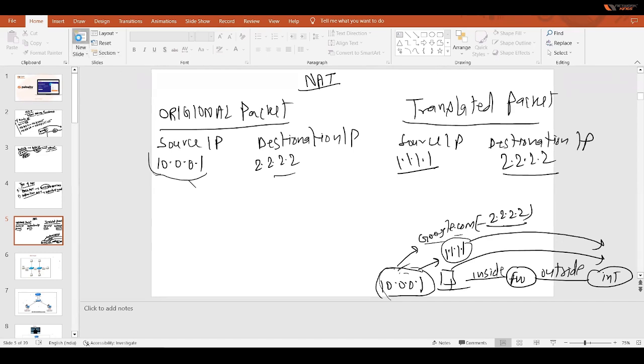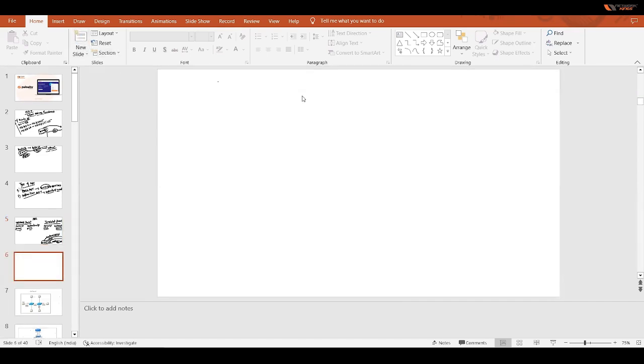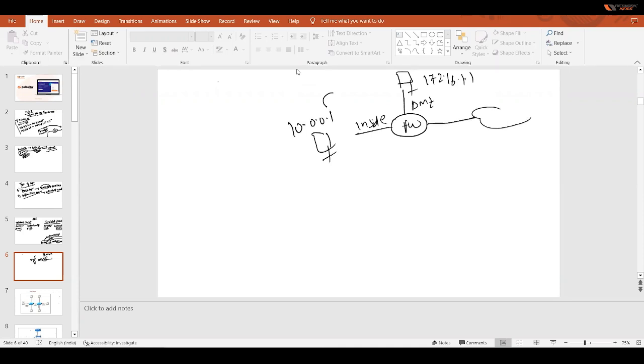Now suppose we have a condition where my destination IP is NATed. The condition is like this. This is my firewall, and we have one DMZ segment. There is one PC, 172.16.1.1. We have one inside zone, and there is one PC whose IP is 10.0.0.1. We have the internet, and there is one PC whose IP is 2.2.2.2.